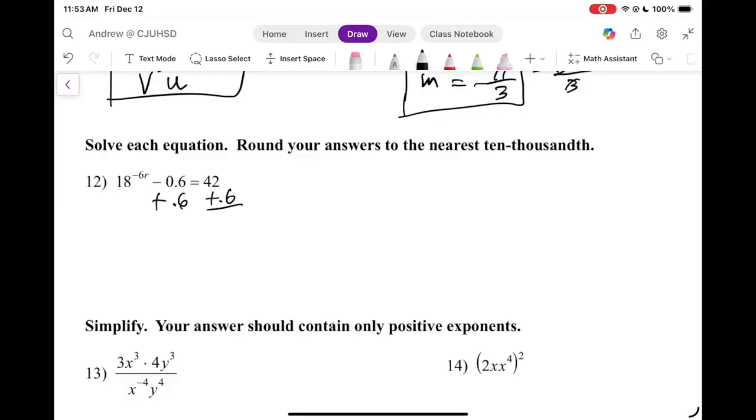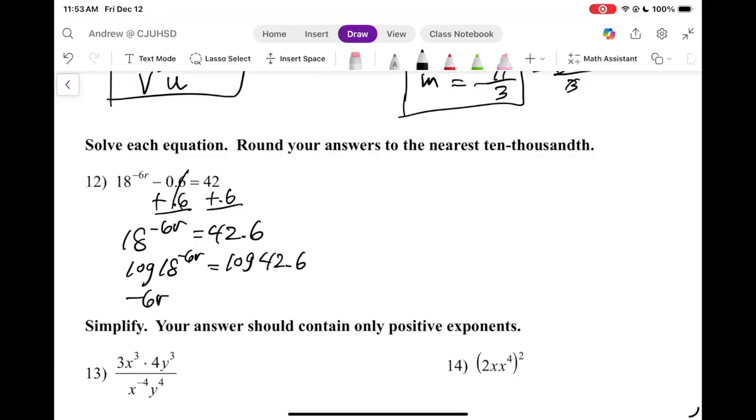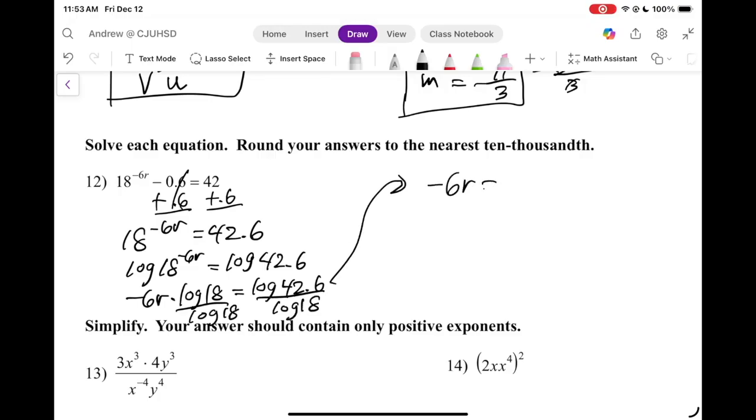We're isolating the base again. And then we're going to use a log on both sides so that we're able to bring that exponent to the front. Now that exponent's in the front. And we want to isolate the r, so we're dividing by log of 18. I could also have divided by -6 on that same step. I don't know why I didn't.